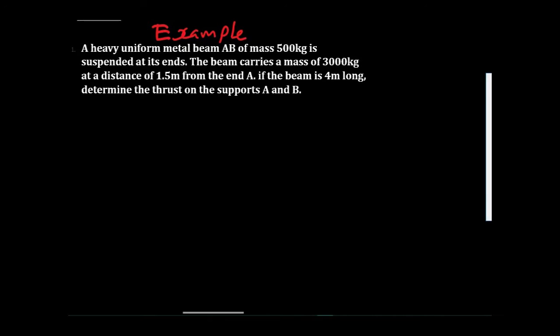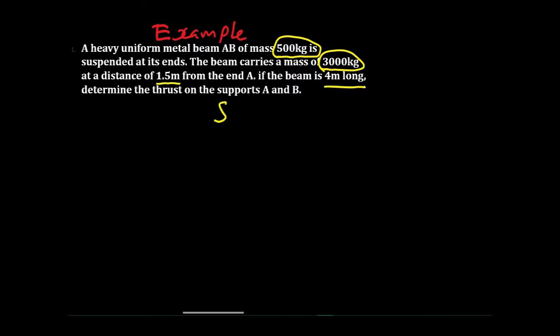So you have a beam. The beam has a mass of 500 kg and is suspended at its ends. The beam carries a mass of 3000 kg at a distance of 1.5 meter from the end A. The beam has a length of 4 meter. So you are being asked to find the thrust on supports A and B.